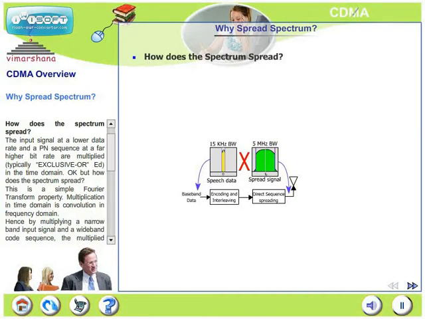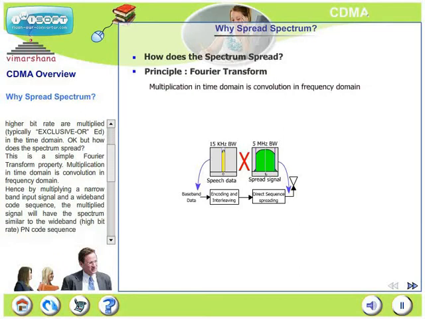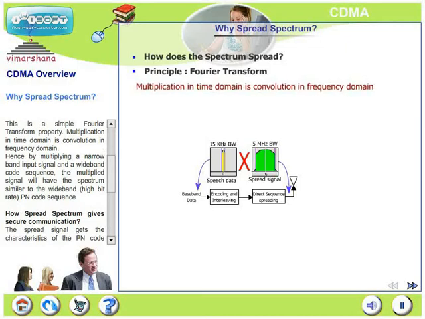Okay. But how does the spectrum spread really? This is a simple Fourier transform property. You may have to go back and brush up your fundamentals. You may recall that multiplication in time domain is convolution in frequency domain. Hence, by multiplying a narrowband input signal and a wideband code sequence, the multiplied signal will have the spectrum which is very similar to the wideband PN code sequence.